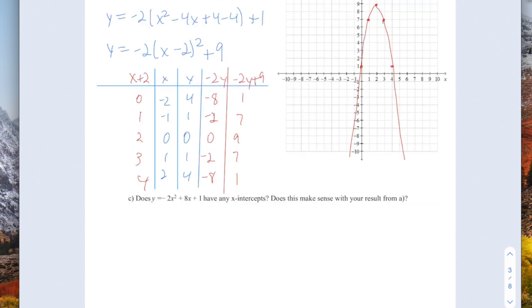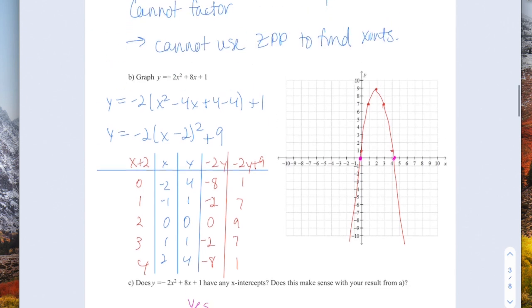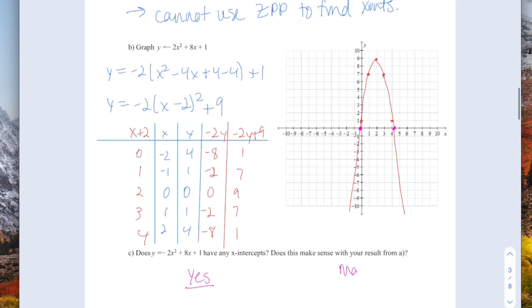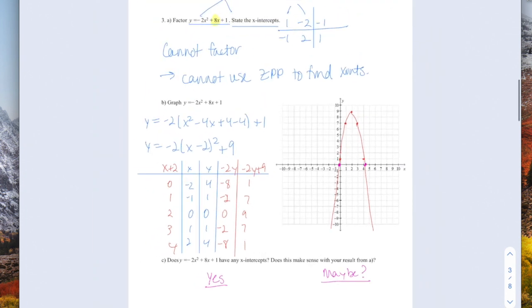Okay guys, so let's look at part C. Does the parabola have any x-intercepts? Well, we can see that definitely yes. There are x-intercepts of this graph. Does this make sense with your result from A? Well, again, maybe. I'm not sure what we can say here. So all I know is that I can't use the zero product property to find x-intercepts.